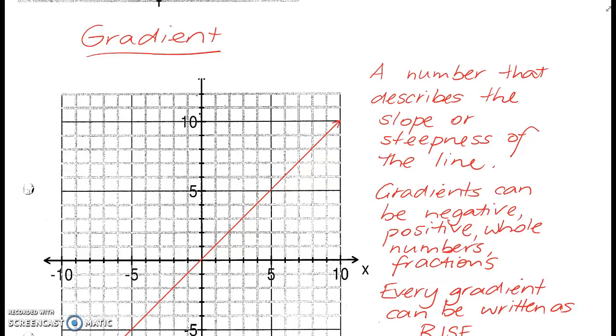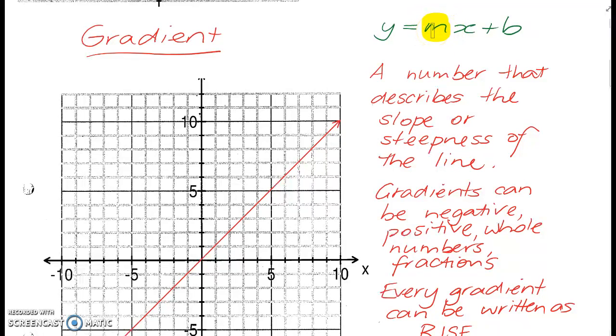Let's have a look at gradient. What is gradient? You've seen it in the formula. Let's show you the formula. Y equals mx plus b. And we've identified m as the gradient.